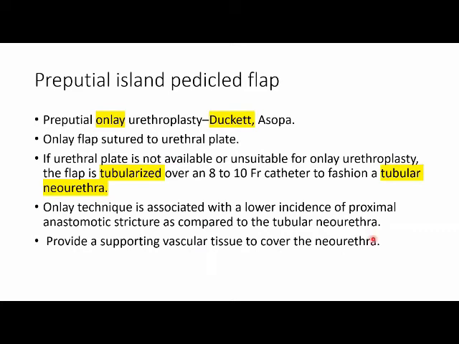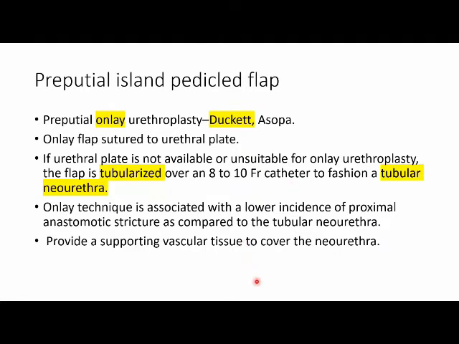Now coming to the preputial island pedicle flap. This was popularized by Duckett and Asopa simultaneously. It was called preputial onlay urethroplasty, and here an inner preputial onlay flap is used, which is sutured to the urethral plate. It can be done in two ways. Either you can rotate it around the body of the penis as an onlay flap, or else you can tubularize the preputial flap and then do a urethroplasty over an 8 or a 10 French catheter.